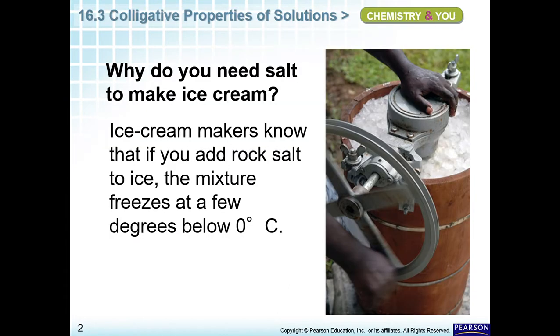Okay. Why do you need salt to make ice cream? Bakit ba? Ice cream makers know that if you add rock salt to ice cream, the mixture freezes at a few degrees below 0 degrees Celsius. Pag naglagay ka ng salt, kasi ang salt, mas mataas ang boiling point. Ibig sabihin, mas mataas din ang tolerance niya sa lamig. Kaya nilalagay nila sa ice cream para mas mabilis mag-freeze ang ice cream or tumagal ang yelo.